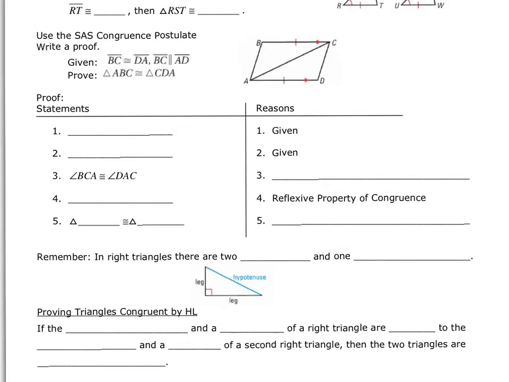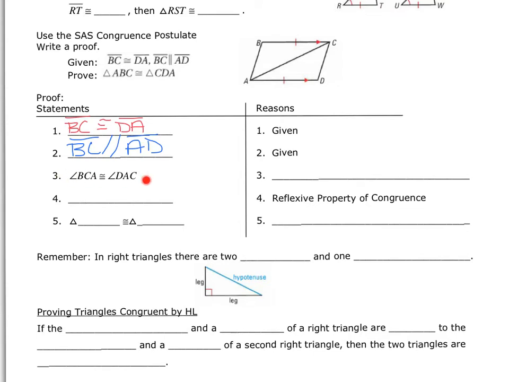So in a proof format, we're going to use the side, angle, side congruence postulate, and we're going to write a proof. So BC is congruent to DA, so we're going to write that. Remember, whatever's given is what we rewrite in the first step. That's given. Let's make sure it's marked. Yes, BC congruent to DA. Also, BC is parallel to AD. Is that marked for us? Yes. As you can see, the triangles there are marking its parallel.